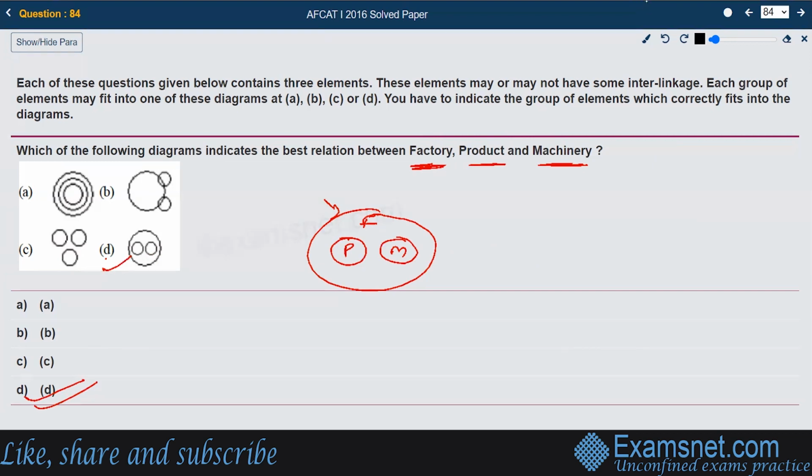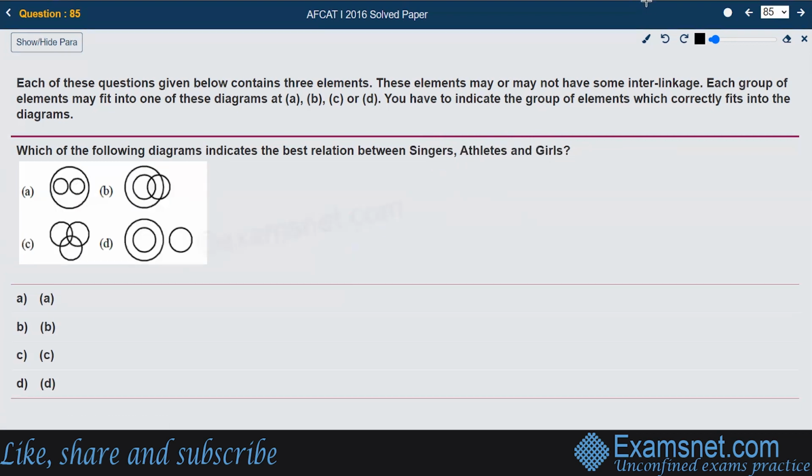This is the diagram. Next is the connection between singers, athletes, and girls. We can say that there are three different categories: two are professions, and one is the category of girls. See, some singers can be athletes, some athletes can be girls, some girls can be singers, some girls can be athletes, but not all can be covered in one. We cannot say that all singers are girls, all athletes are girls, or all girls are singers. We cannot say all. So there is not an all connection, but there can be some connection.